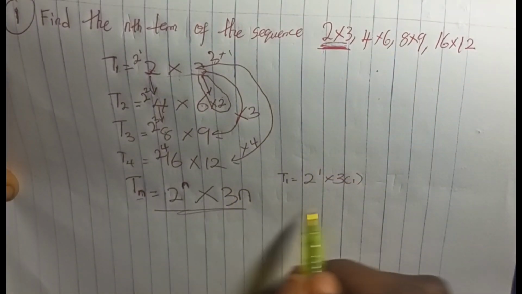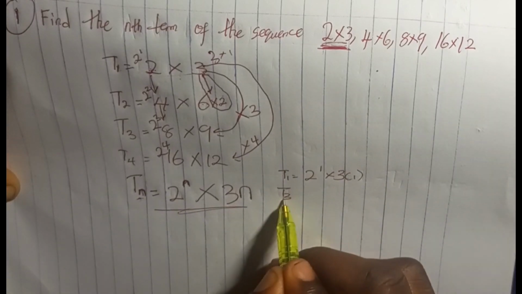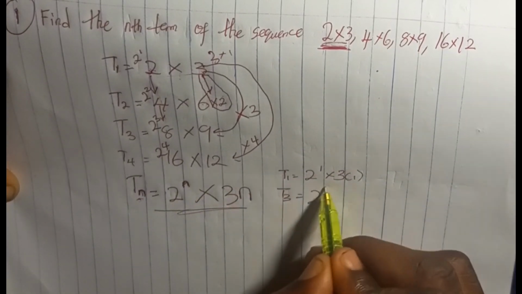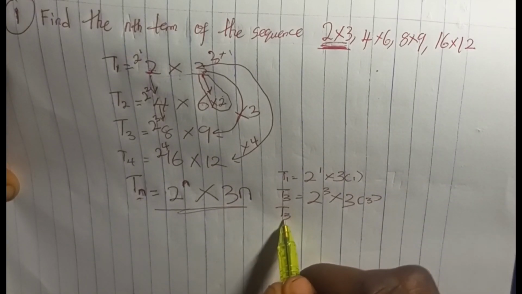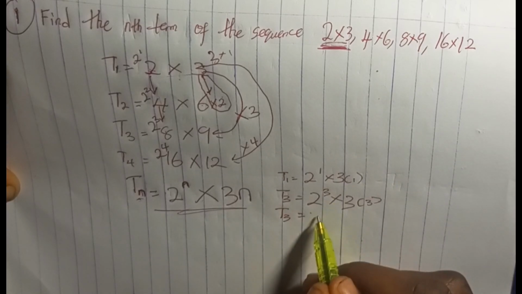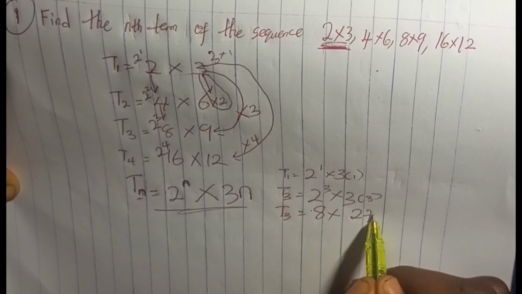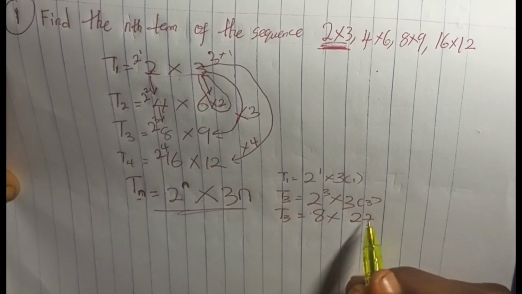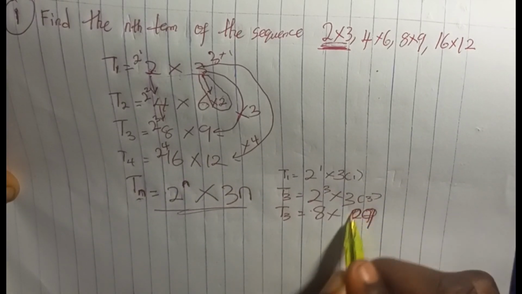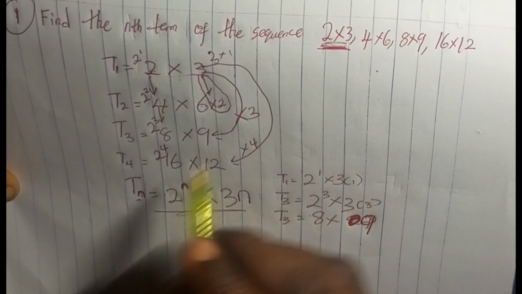Now, if it is T3, the number of terms is 3, so T3 is equal to 2 raised to power 3 times 3 times 3. So T3 is equal to 2 raised to power 3, 8, times 3 times 3, which is 9. I thought that it is 3 power 3, but 3 times 3 is 9. So T3 is equal to 8 times 9, which is what we are having here.